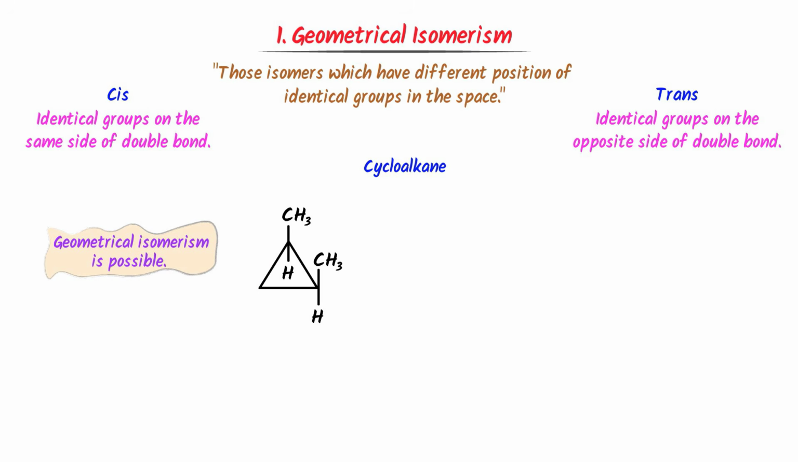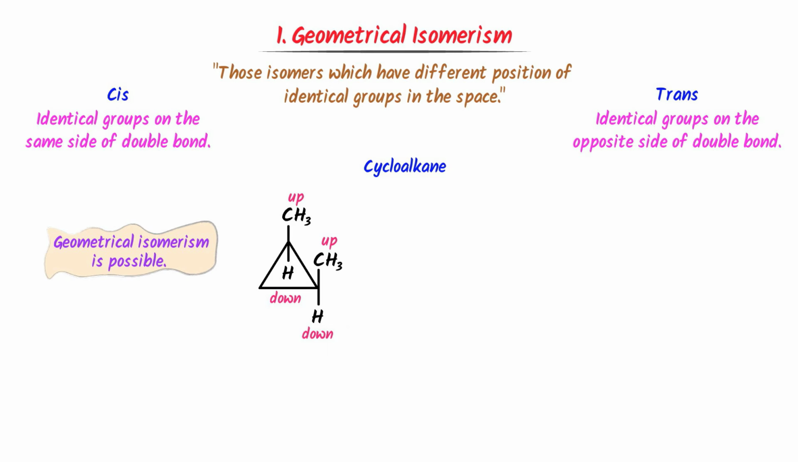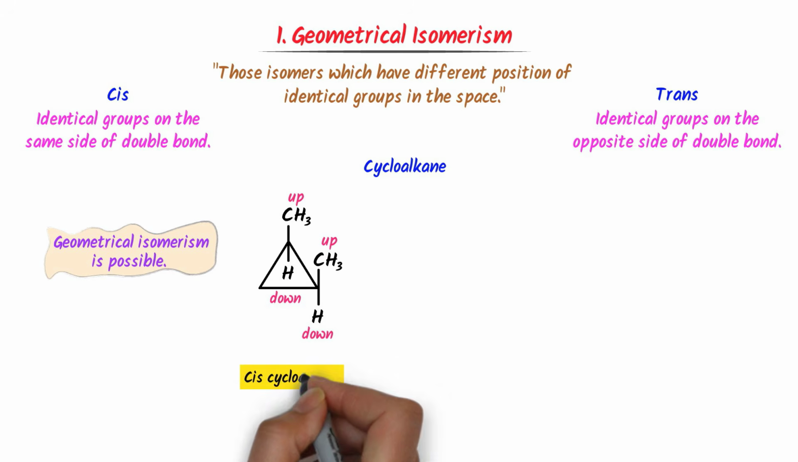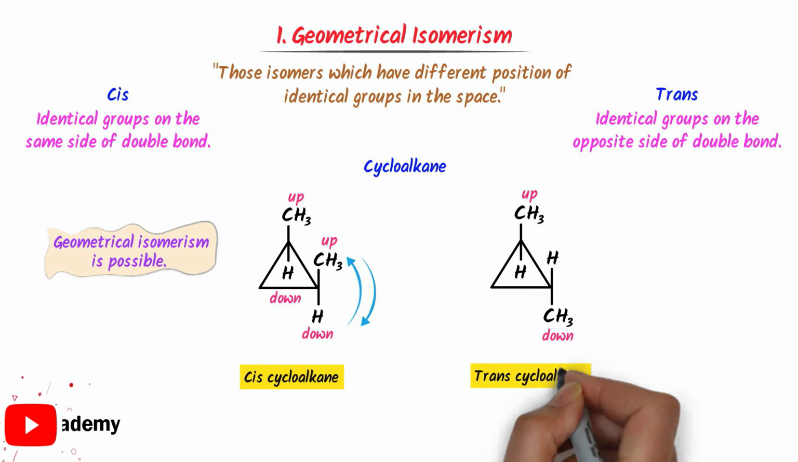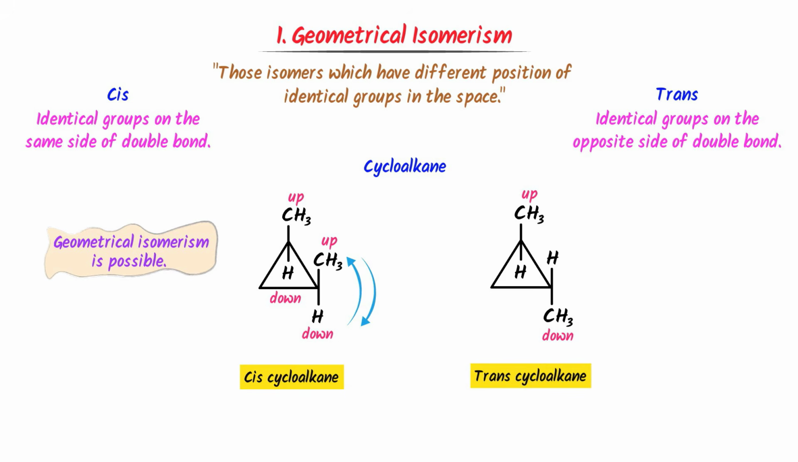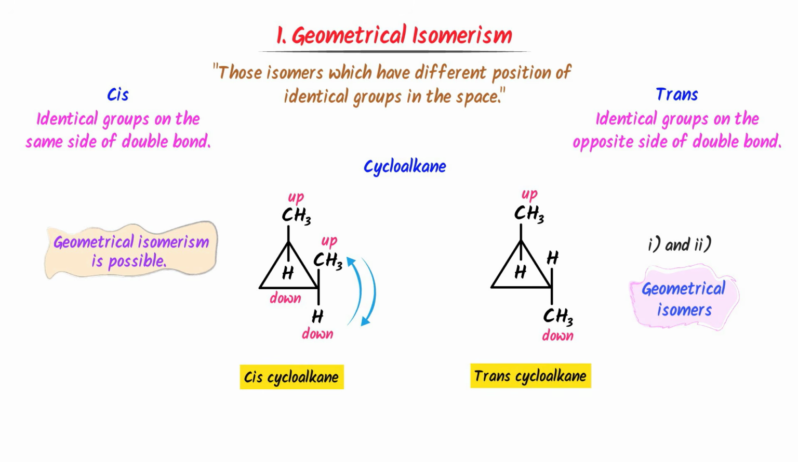For instance, in this compound, I write up and down, up and down. So this is a cis cycloalkane. Now I just interchange the up and down position of the CH3 group and hydrogen. I get this compound. Here the alkyl group CH3 is up and here the alkyl group is down. Hence it is a trans cycloalkane. Thus remember that geometrical isomerism is possible in cycloalkane.